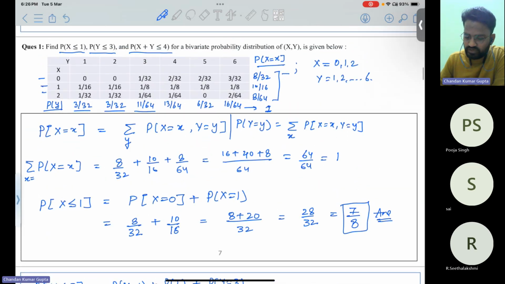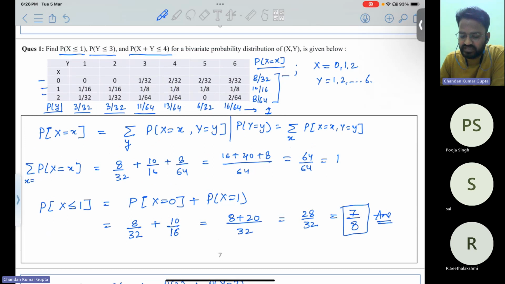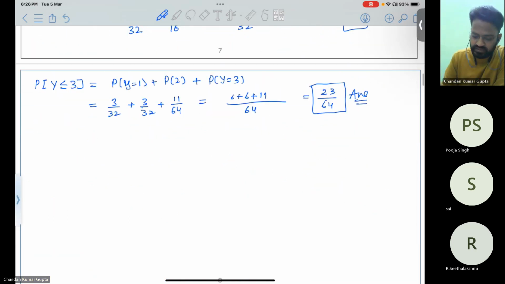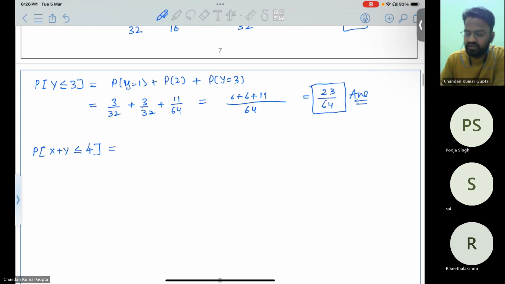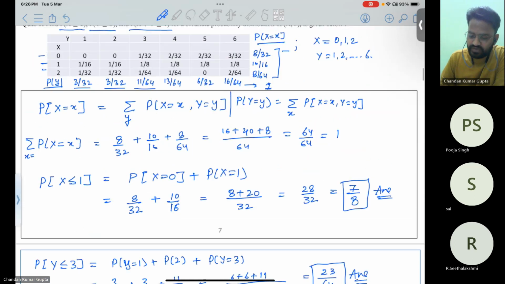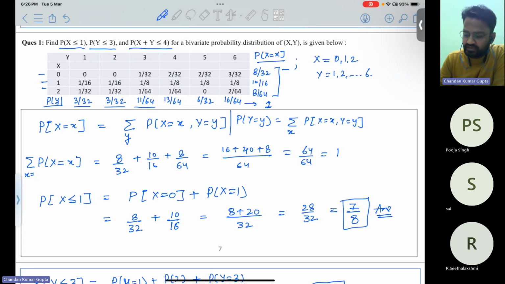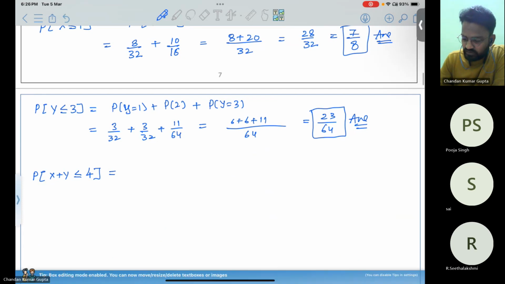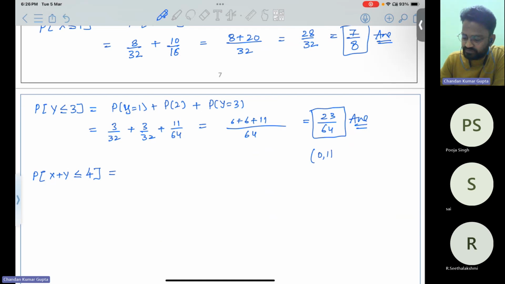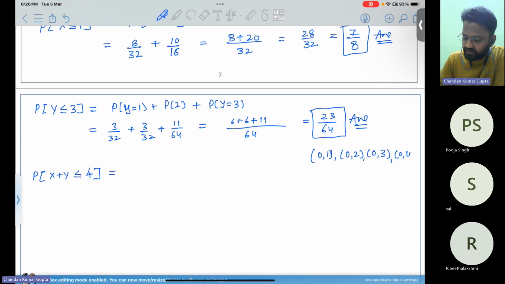Now we need to calculate the probability that x plus y is less than or equal to 4. So this can be calculated by finding the pairs of x and y. First, x plus y is less than or equal to 4. That means x equal to 0, y equal to 1; x equal to 0, y equal to 2; x equal to 0, y equal to 3; and x equal to 0, y equal to 4.